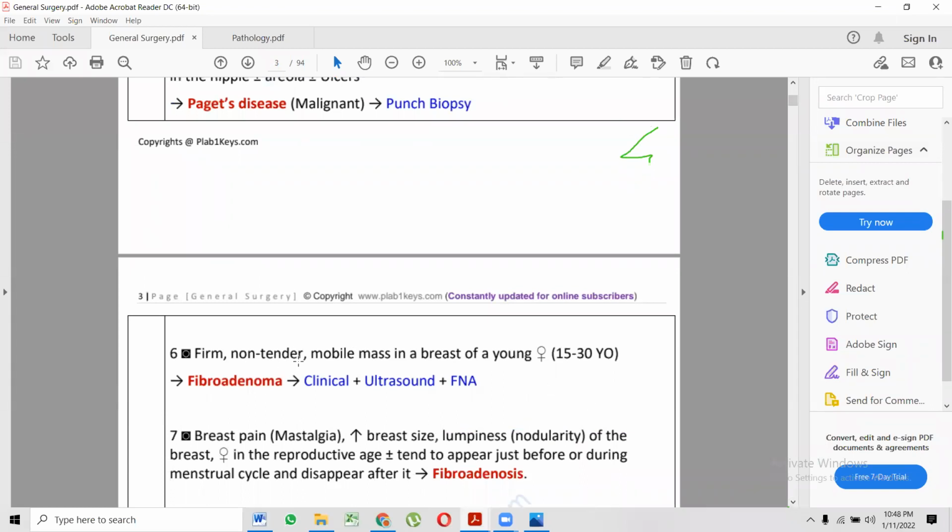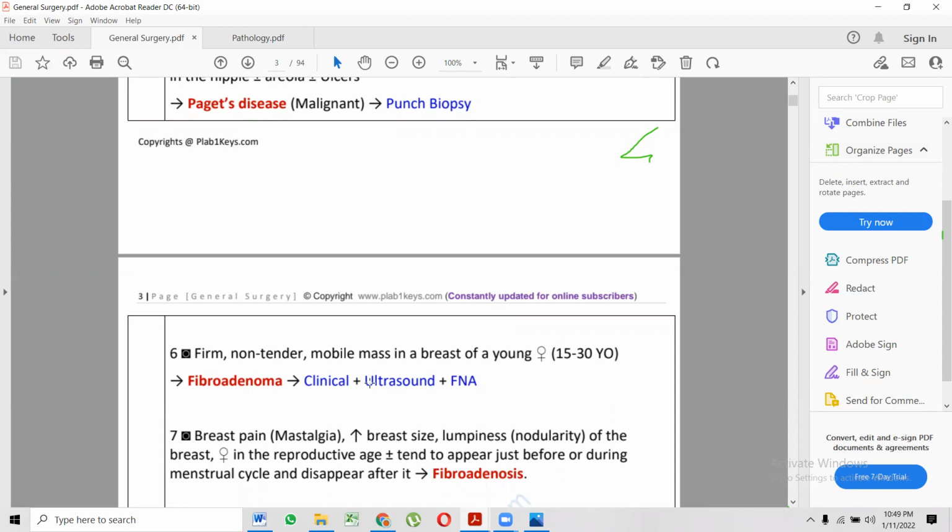Now, a firm, non-tender, mobile mass in the breast of a young female. Remember that the mass which is present in breast carcinoma is always fixed and not mobile. So if a young female presents to you with a mobile mass which is non-tender, then it is most likely fibroadenoma, because in breast cancer, the mass is always fixed. So the clinical diagnosis of fibroadenoma is made by these features, that the mass in fibroadenoma is mobile.